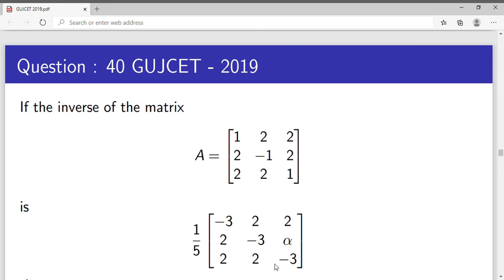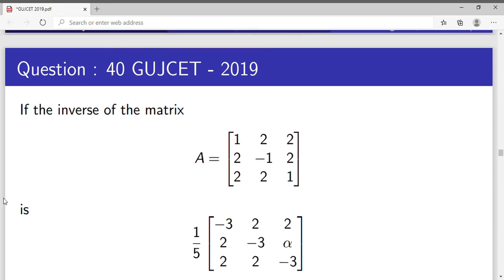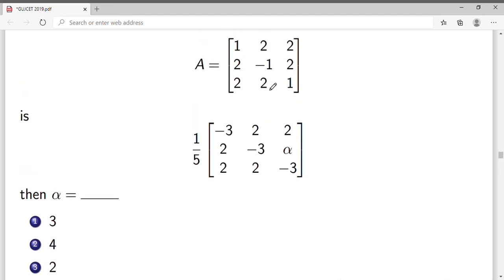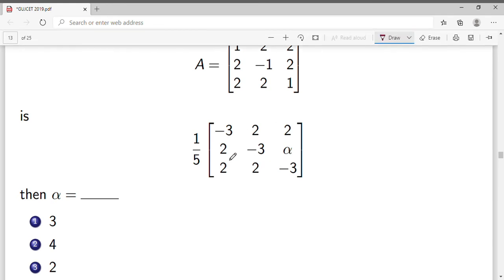Question number 40, Gujarat 2019. If the inverse of the matrix A, whose first row is 1 2 2, second row 2 minus 1 2, third row 2 2 1, is 1 upon 5 times the matrix with rows minus 3 2 2, 2 minus 3 alpha, 2 2 minus 3, then alpha is equal to blank. Four options are given. First option is 3, second is 4, third is 2 and fourth is minus 2. Here matrix A is given and the inverse of matrix A is given. So this is the A matrix and this one is the A inverse matrix. We have to find the value of alpha.